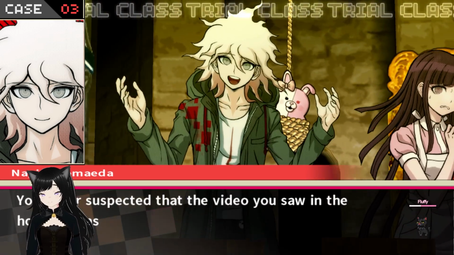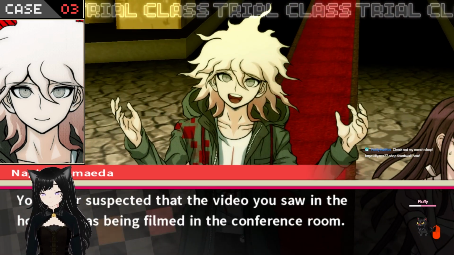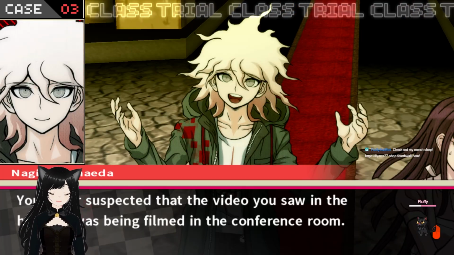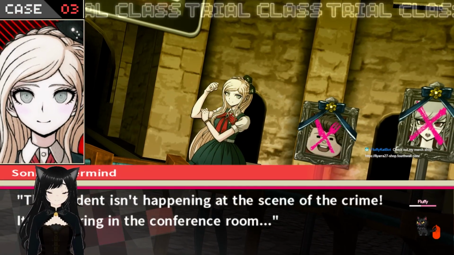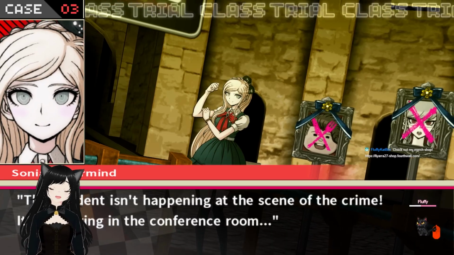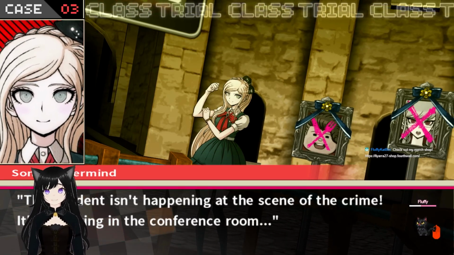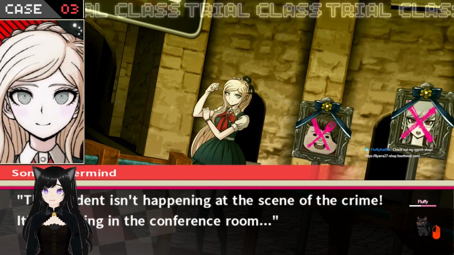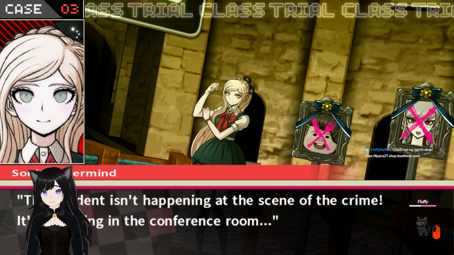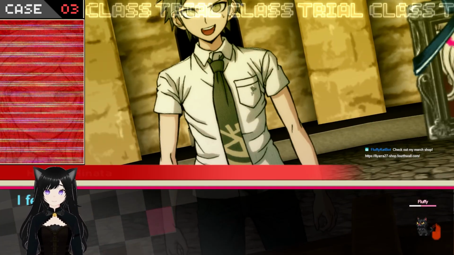You never suspected that the video you saw in the hospital was being filmed in the conference room. That is definitely true. The incident isn't happening at the scene of a crime. It's occurring in the conference room. And now the comment that Monokuma made, where he said the bag that had Monomiya's face on it wasn't one of a kind. It was more like a buy one, get one free. Now I understand. It's all coming together.